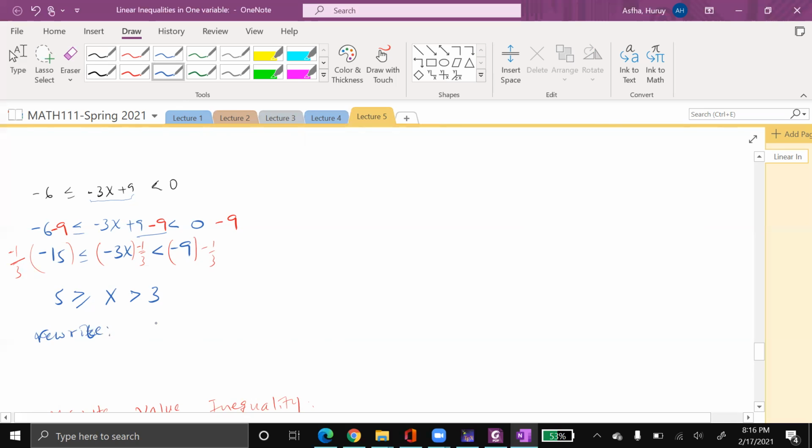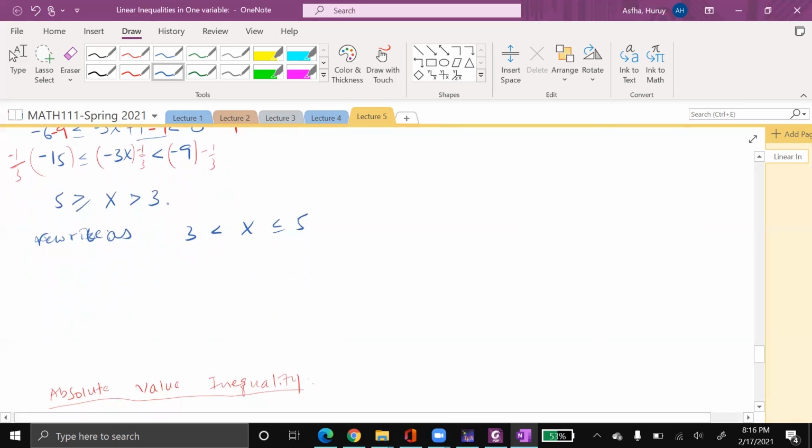We can rewrite this one as 3 less than x less or equal to 5. Okay, this makes more sense because here we start with the smaller number, which is a better way of writing it. Now, what does this mean? So x is between 3 and 5. Therefore, I can write this one as 3 and 5. Okay, this is what it means.